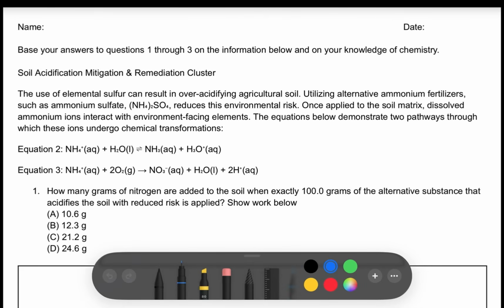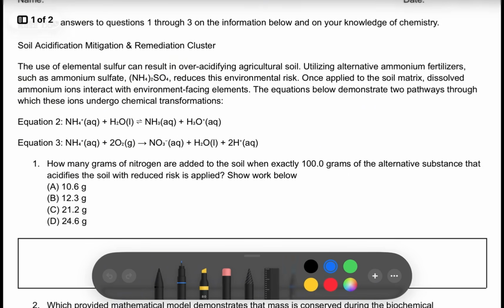We're going to be doing a chemistry Regents review on stoichiometry. So let's read this passage. The use of elemental sulfur can result in over-acidifying agricultural soil. Utilizing alternative ammonium fertilizers such as ammonium sulfate reduces this environmental risk. Once applied to the soil matrix, dissolved ammonium ions interact with environment-facing elements. The equations below demonstrate two pathways through which these ions undergo chemical transformations.